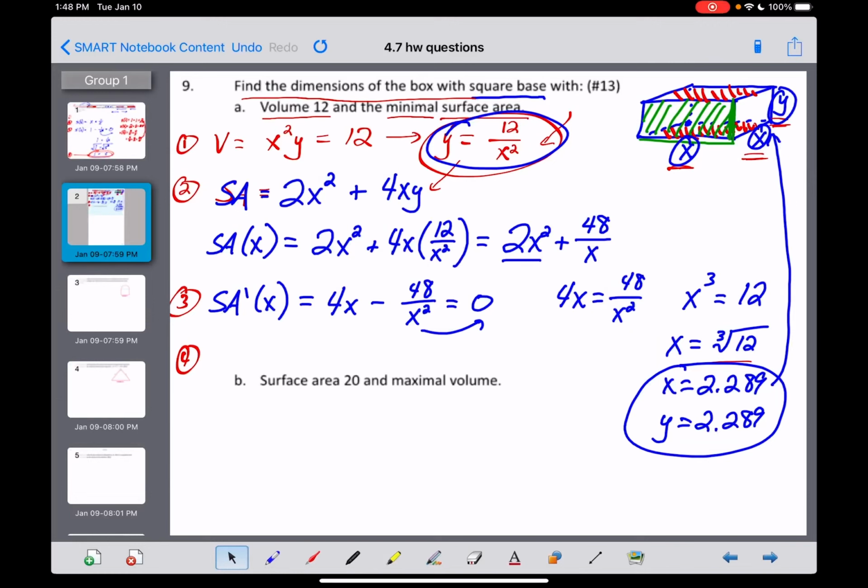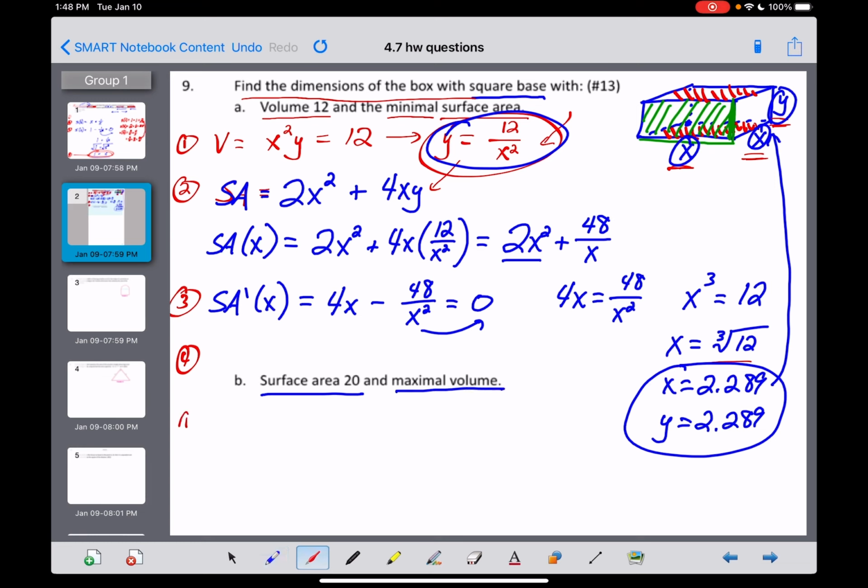All right, so moving on into the second part of problem number 9, it's the same setup, but now they're flipping things around. In part A, it was the volume that was fixed, and we were trying to minimize the surface area. Now in part B, the difference here is it's the surface area that's going to be fixed at 20 square units, whatever units it is we're talking about, and we're now trying to maximize our volume. So what's that going to do for us?